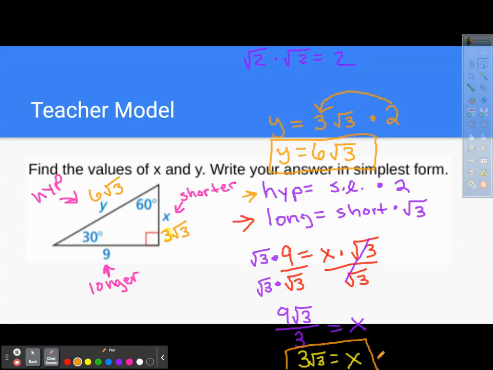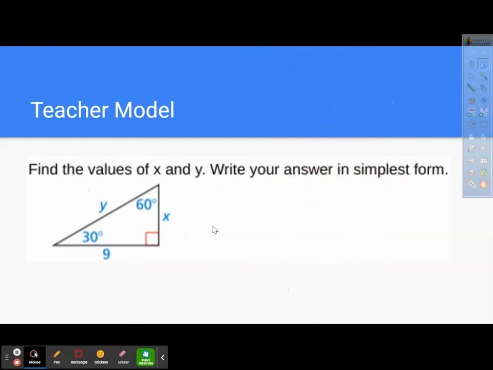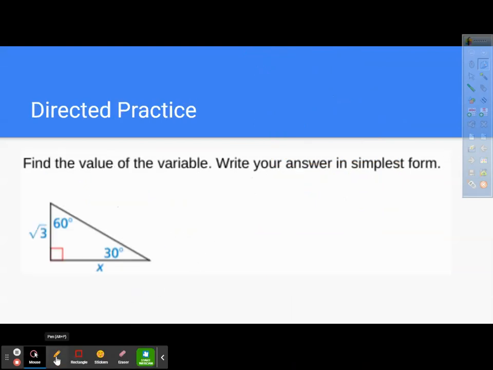Alright, the 30, 60, 90 can be a little bit trickier than the 45, 45, 90. So before I ask you if you have any questions, let's do another example. That way you have 2 examples to go off of, and then we'll see what questions you have. Alright, so first fill in your missing sides. It says find the value of the variable, write your answer in simplest form.